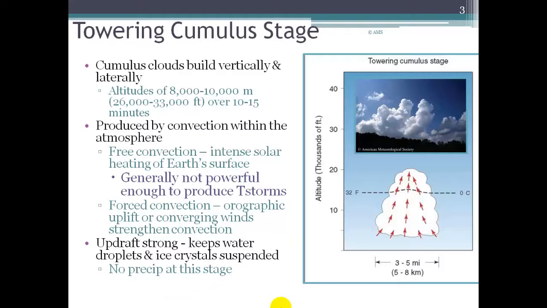Recall the different types of forced convection, which include orographic uplift and converging winds. Orographic uplift has to do with topography. So if there's a mountain or any kind of topography in the area that can force air to rise and encourage convection. And of course, if we have converging winds because of a weather system, again, forced convection. So the stage of the growth here is denoted by strong updrafts. And any water droplets and ice crystals that have formed in the cloud are kept suspended by these strong updrafts. So there is no precipitation at this stage in the cloud's development.